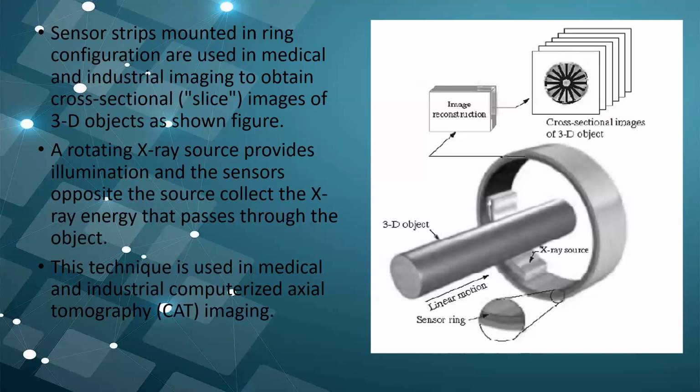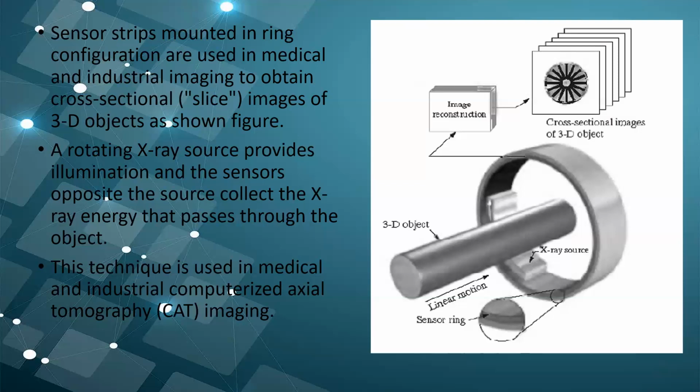A rotating X-ray provides the illumination, and the sensors opposite to the source collect the X-ray energy that passes through the object. This technique is known in medicine and industry as computerized axial tomography imaging. That is called CAT imaging.